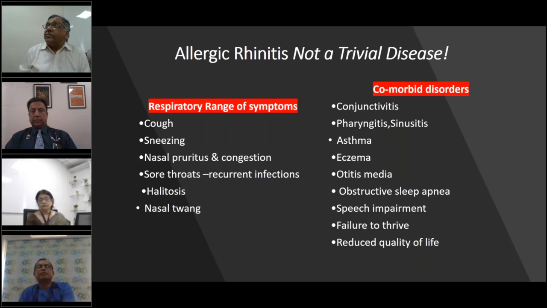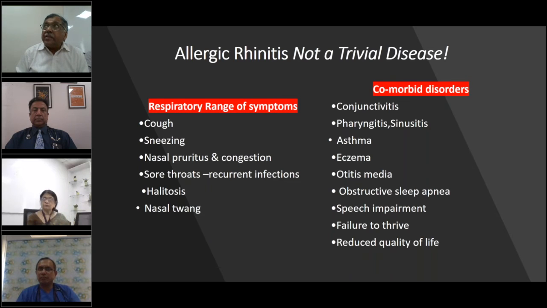Allergic rhinitis is not a trivial disease. It often looks like just a little nasal block, but it is not as trivial as that. It causes respiratory symptoms like cough, sneezing, nasal pruritus and congestion, sore throat, recurrent halitosis, and nasal twang of the voice. Comorbid conditions include allergic conjunctivitis, pharyngitis, sinusitis, eczema, otitis media, obstructive sleep apnea, speech impairment, failure to thrive, and reduced quality of life.